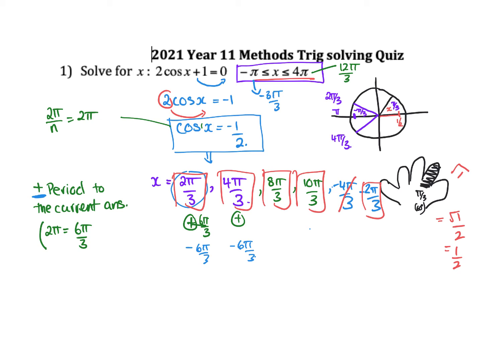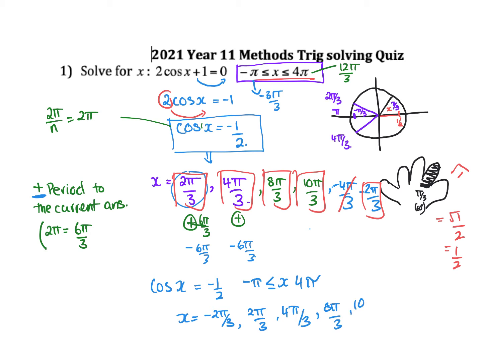If I summarize, when does cos x equal -1/2 in this domain, I'm going to say x equals, and I'll put them in order from smallest to highest: -2 pi on 3, 2 pi on 3, 4 pi on 3, 8 pi on 3, and 10 pi on 3. Okay, so that would be the final answer.